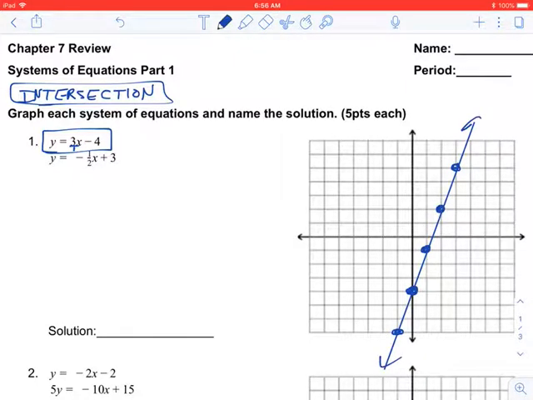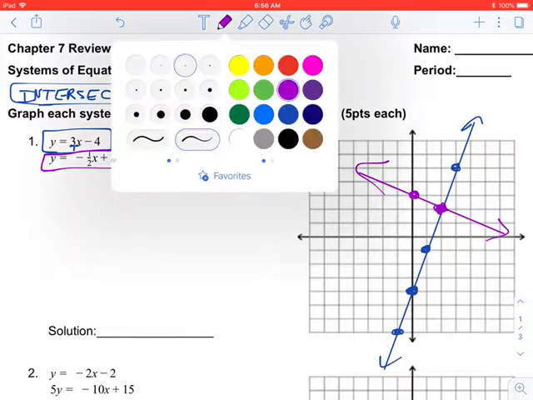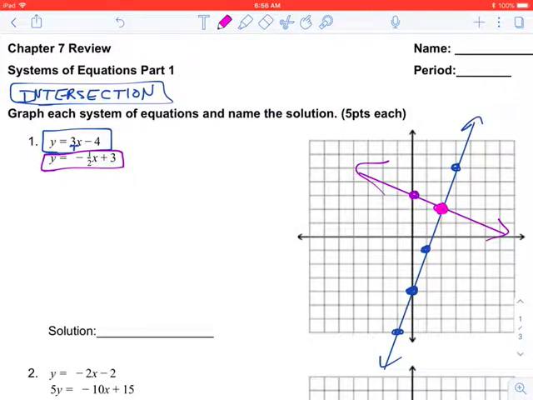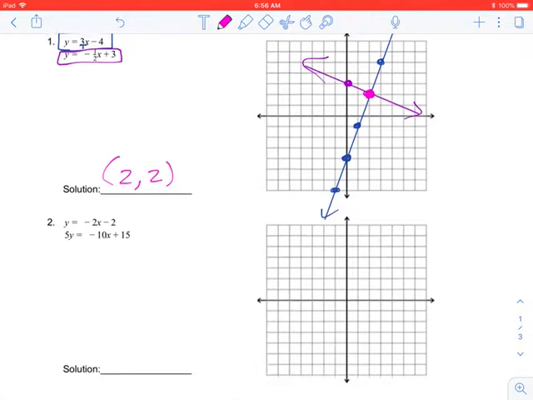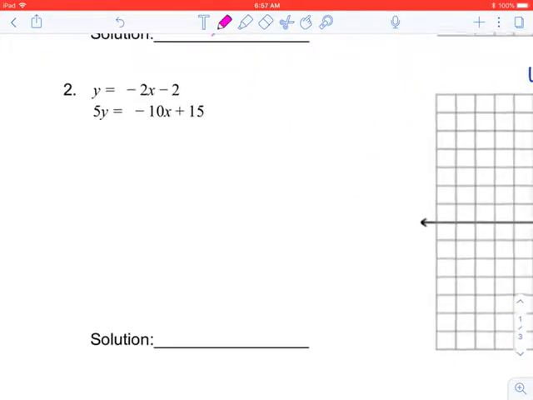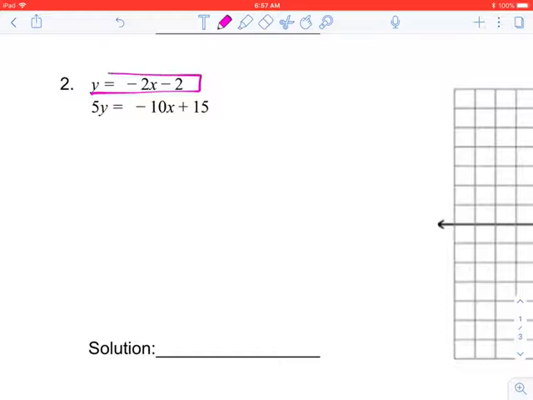And then for our second equation, +3 is my y-intercept. Then we're going down 1, right 2. Since it's negative, we go down, always to the right. So down 1, right 2. And we can see it crosses right there. So our point of intersection would be whatever this is. So that's x comma y is 2, 2. And we're done.